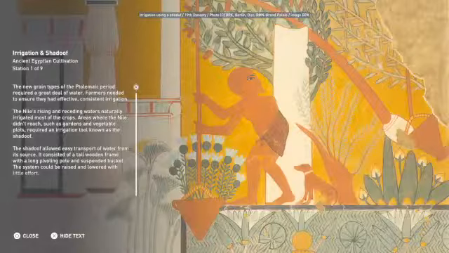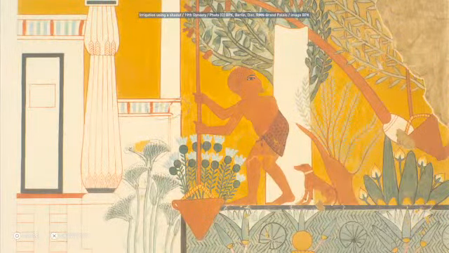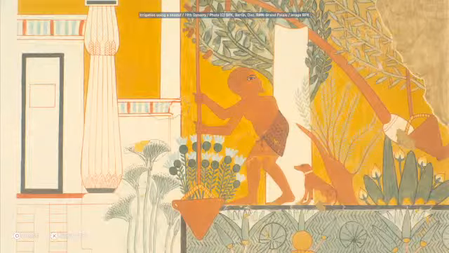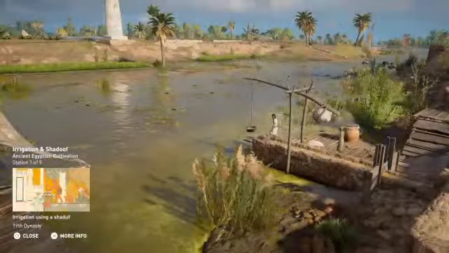There you see an image of it. 19th Dynasty. Photo credit BPK Berlin.